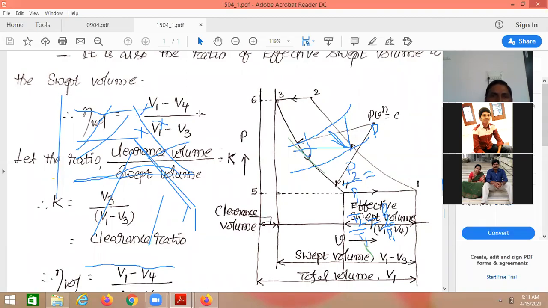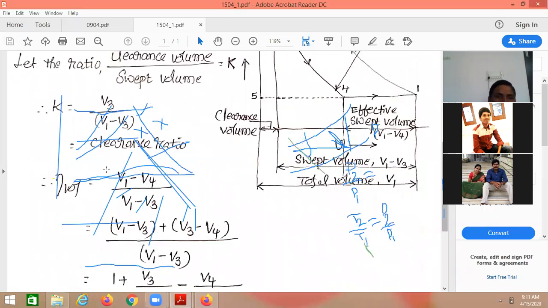So that is the clearance ratio, the ratio between clearance volume and swept volume by the piston. We represent it as K. This we can simplify further. What is the actual volume of air entered? V1 minus V4 by V1 minus V3.